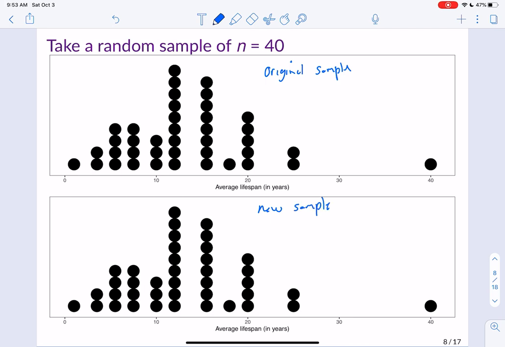So effectively, we're going to treat our original sample as though it's the population. But it's the population in italics, okay? It's not the real population. We're just going to treat it as though it's the population. And then we're going to take a random sample of the same sample size from that original population to create this new sample.